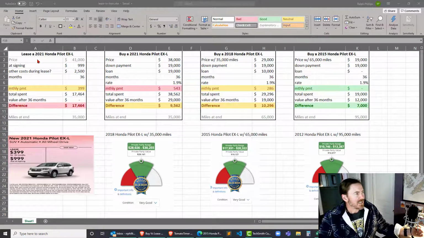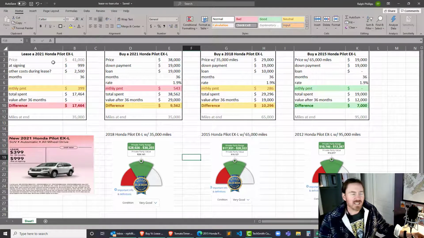So I'm looking at a Honda Pilot EXL. I just happened to find an ad for that, and I also wanted to use a car that's been around for 10 years so I could easily see what private party resale values were and things like that.